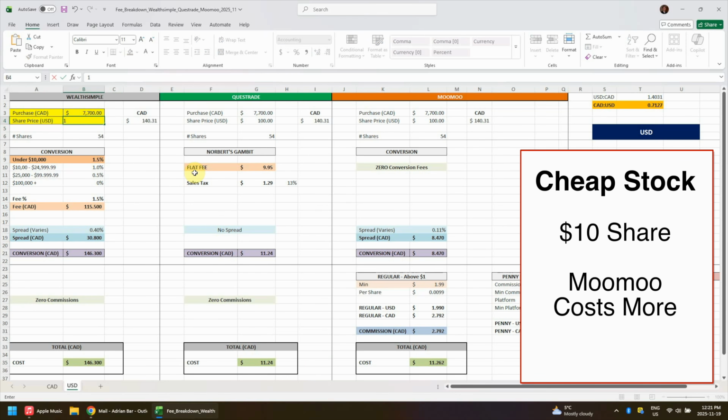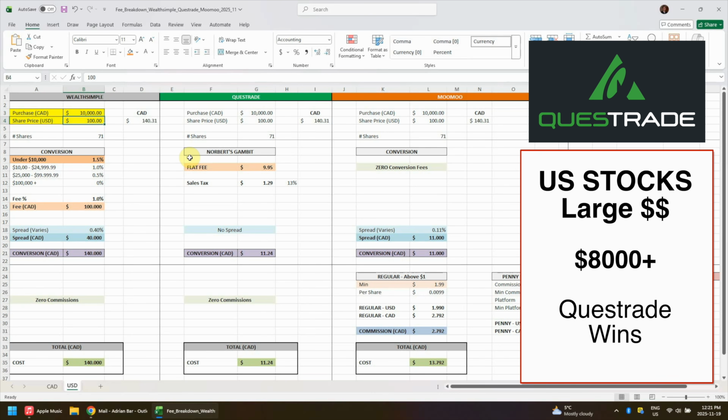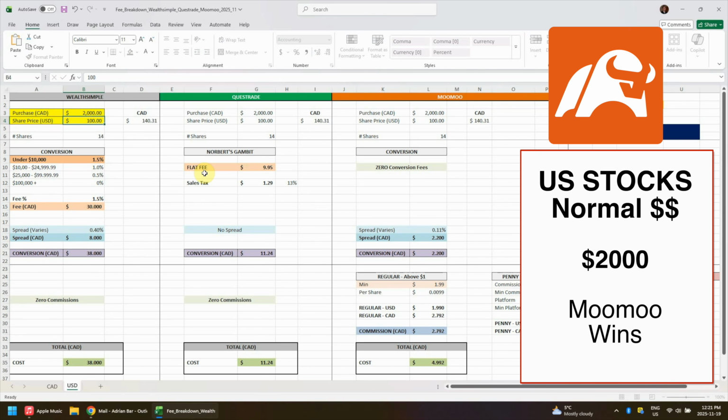If we have a smaller share price, say $10 a share, then Moomoo costs more. The more shares you buy, the more you pay in commissions. But bottom line, for large amounts, above $8,000, then Questrade is the cheapest. For smaller amounts, say $2,000, then Moomoo is the cheapest.